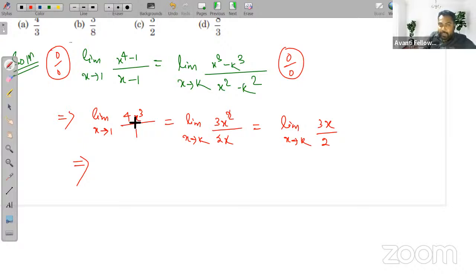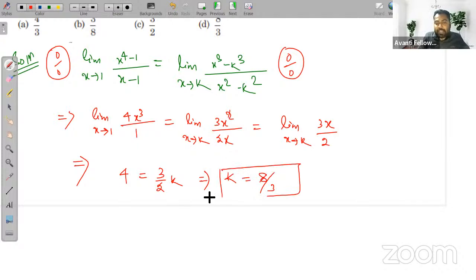So if you put the limit extending to 1 in the left hand side, what are you getting? 4, which is equal to, and in the right hand side, if you put the limit extending to k, what are you getting? 3 upon 2 k, right? So here k is equal to, I'm getting, 8 upon 3. So the answer is 8 upon 3.